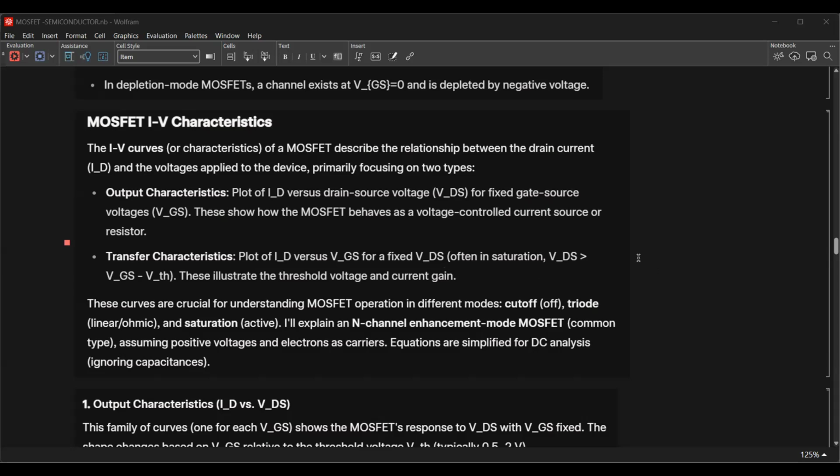Often in saturation, VDS here is greater than the difference between VGS and VTH, where VTH is the threshold voltage. So this illustrates the threshold voltage and current gain. These curves are crucial for understanding MOSFET operation in different modes: cutoff, triode (linear, ohmic), and saturation (active). So I explain an N-channel enhancement mode MOSFET, the common type, assuming positive voltages and electrons as carriers. Equations are simplified for DC analysis, ignoring capacitance.